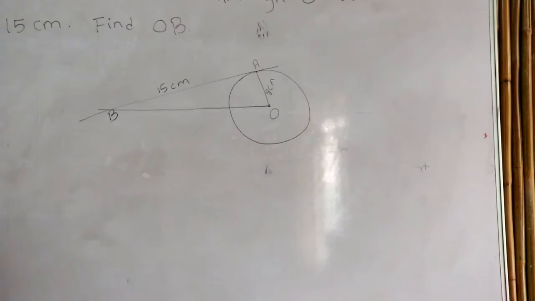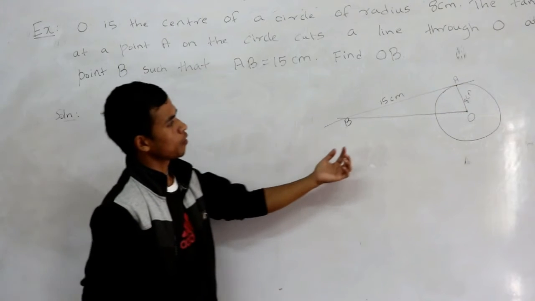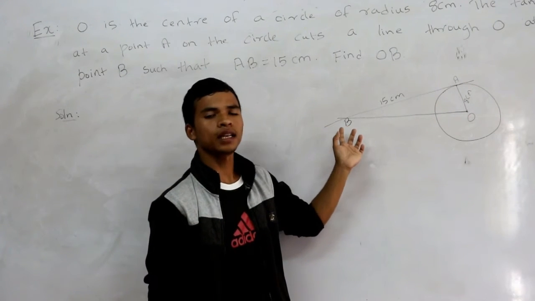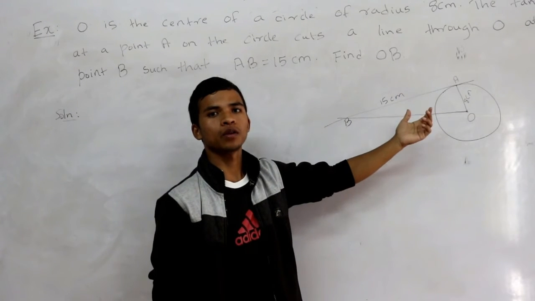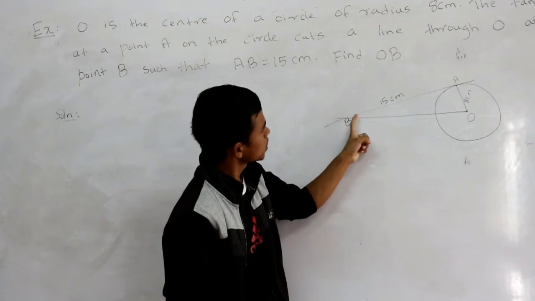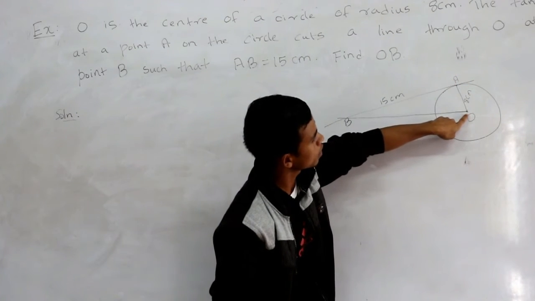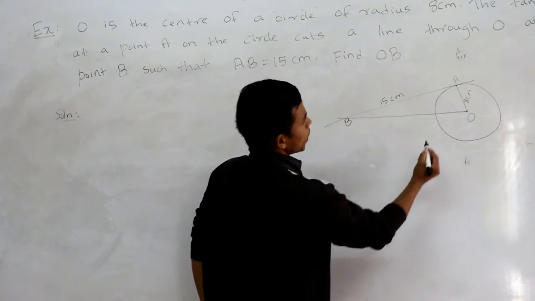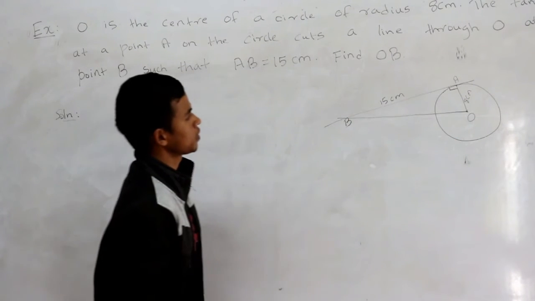So the solution, by that first theorem that we have done, that theorem states that the tangent and the radius through the point of contact, they are perpendicular to each other. So this is the tangent to the circle at this point A, and this is the radius through this point A, which is the point of contact. So by that theorem, we have this angle to be 90 degrees.